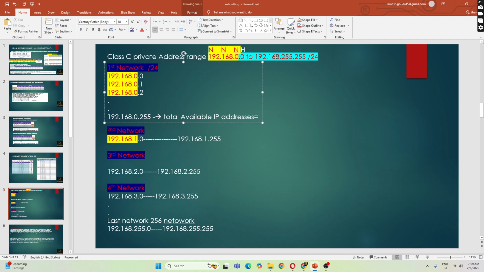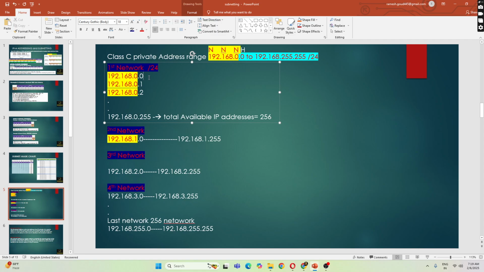0 to 255. You need to count 0 as well, brother. So it's 256. Total available IP addresses in each network are how many? 256. Is it clear? 256.